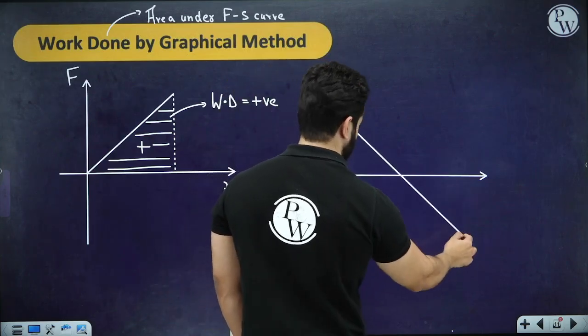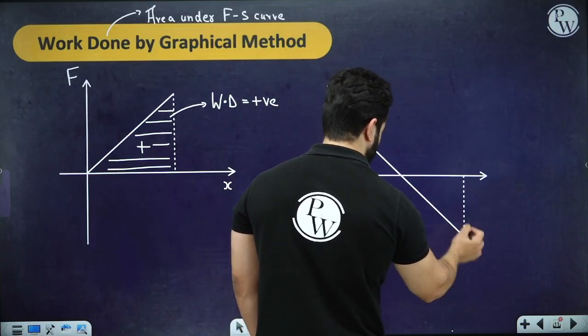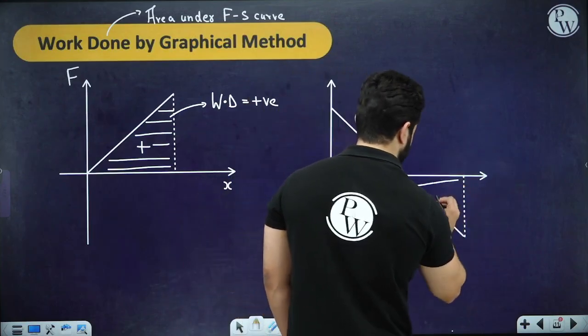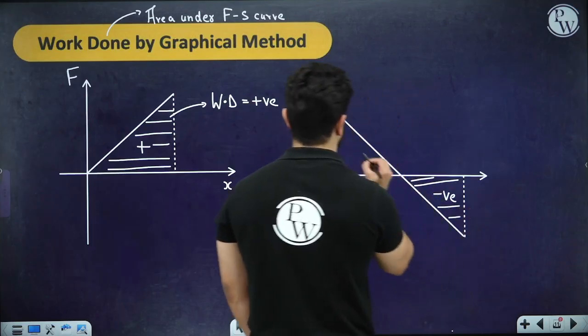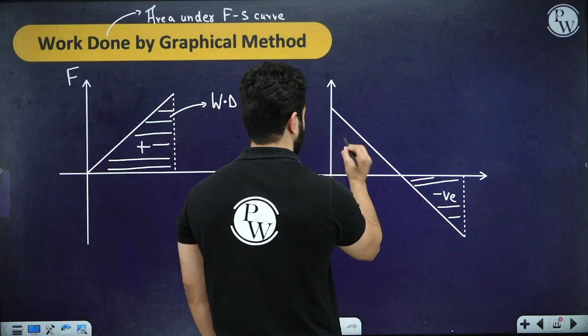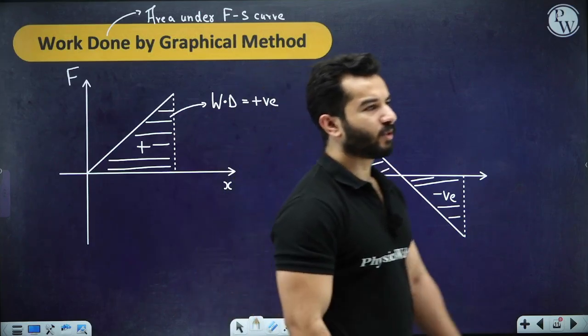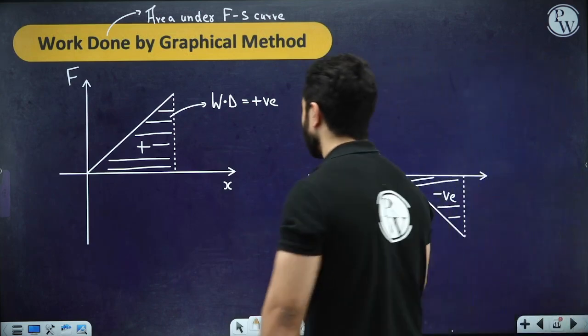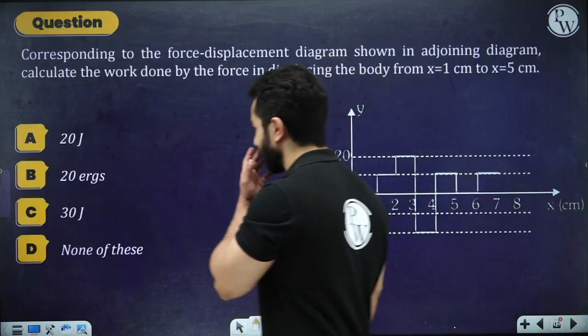Something like this. So in this case, this is going to be negative work, and this is going to be positive work done. All right, so that's all. You don't have to worry about all of these things. These are quite simple. Let's have a look at one of the questions.